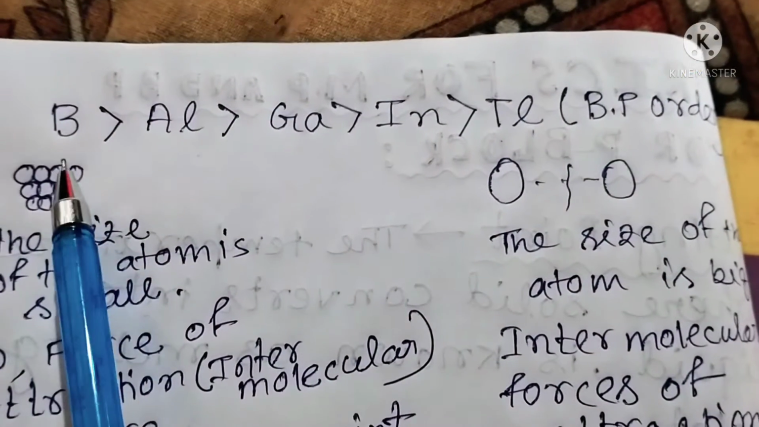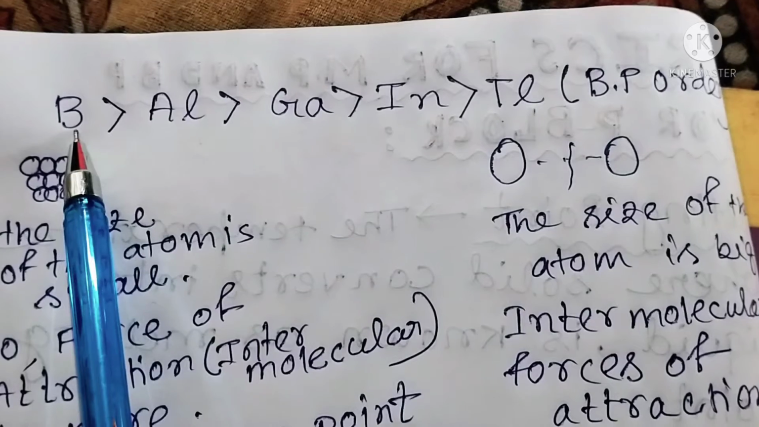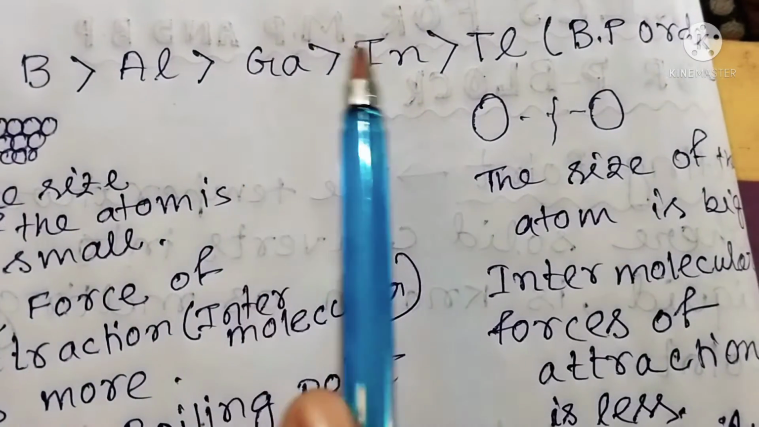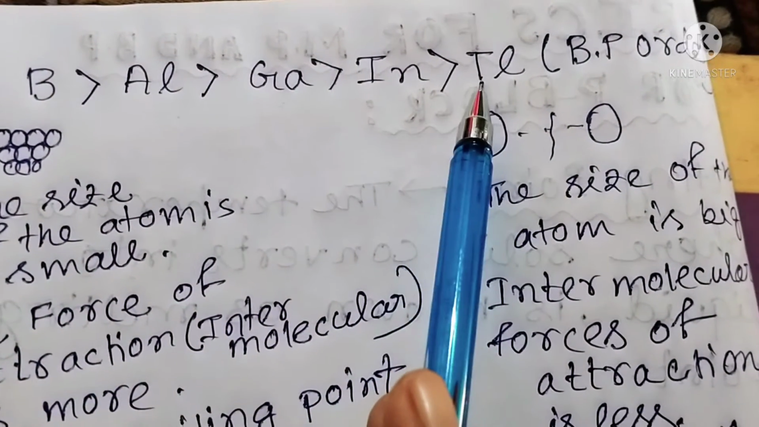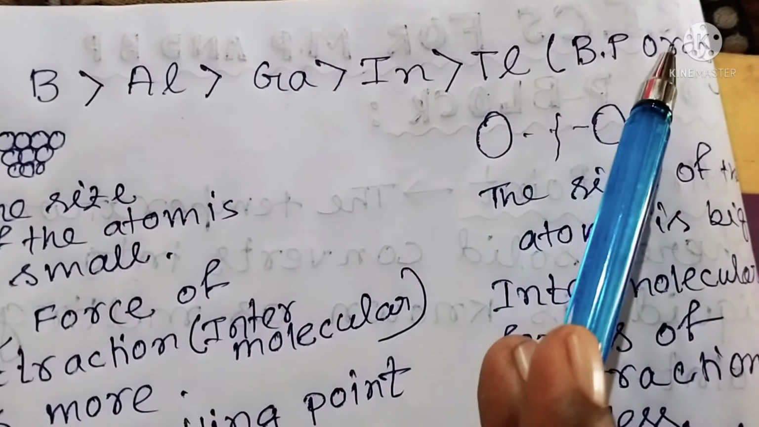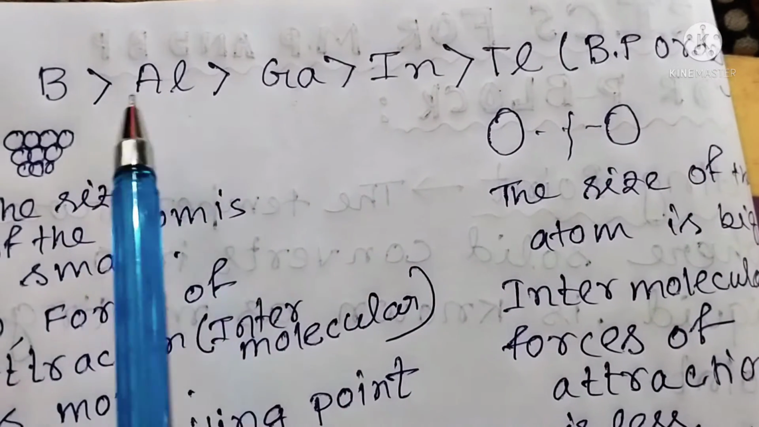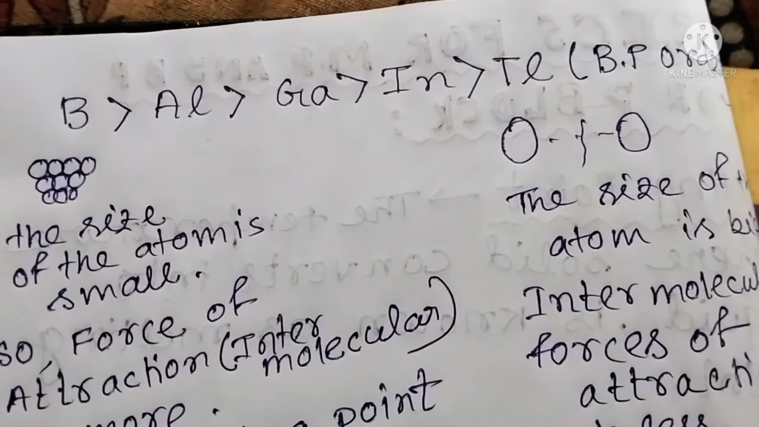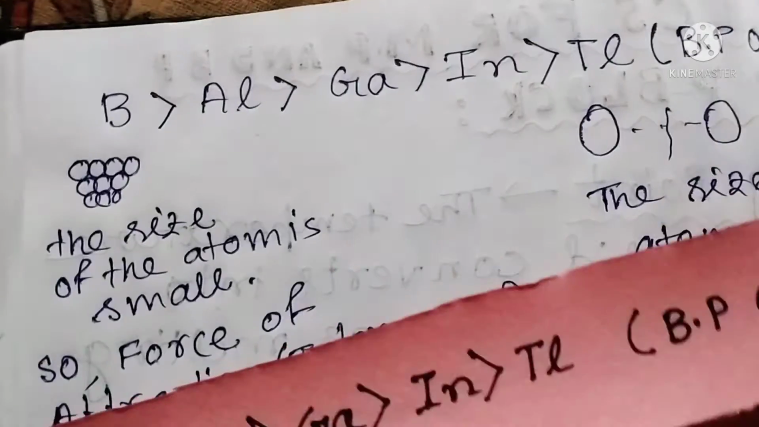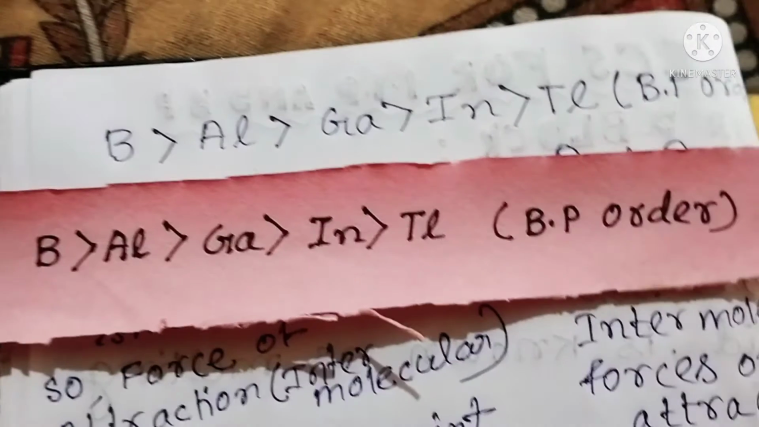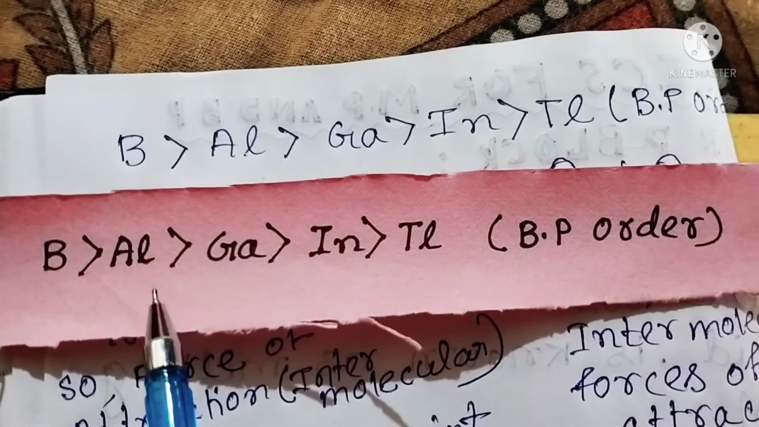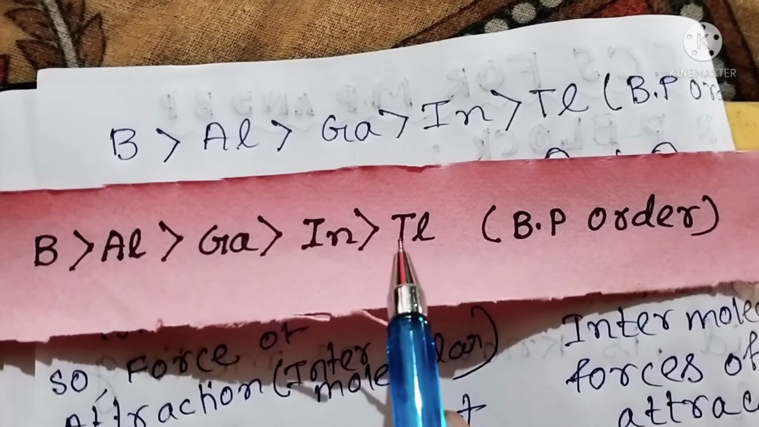So as a result, what happened? The boiling point of boron is high, then aluminium, then gallium, then indium, then thallium. This is the boiling point order. Boron greater than aluminium, greater than gallium, greater than indium, greater than thallium. See here, this is boron, aluminium, gallium, indium, thallium. This is the boiling point order.